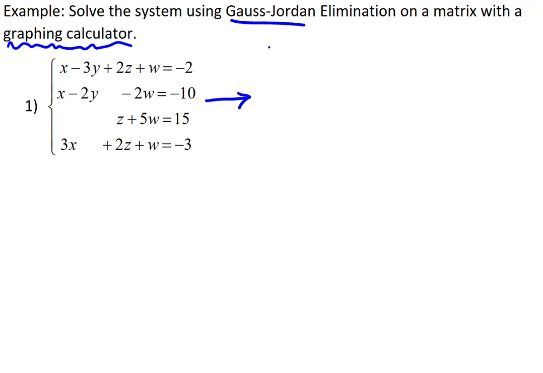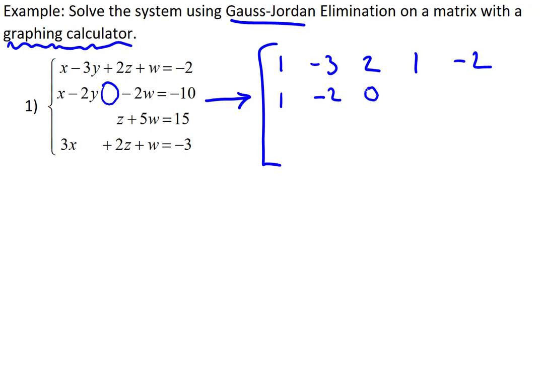Now, we've already discussed what an augmented matrix is and how to turn a system into one. That's our first step. I'm going to go through each coefficient of each equation and write them in order to create this augmented matrix. So across the top row, we'd have 1, negative 3, positive 2, 1, negative 2. Across the second row, we'd have 1, negative 2. Notice in this case, the z term is missing in that second equation, so we have to fill that in with a 0, as we've seen. Then negative 2, and then negative 10.